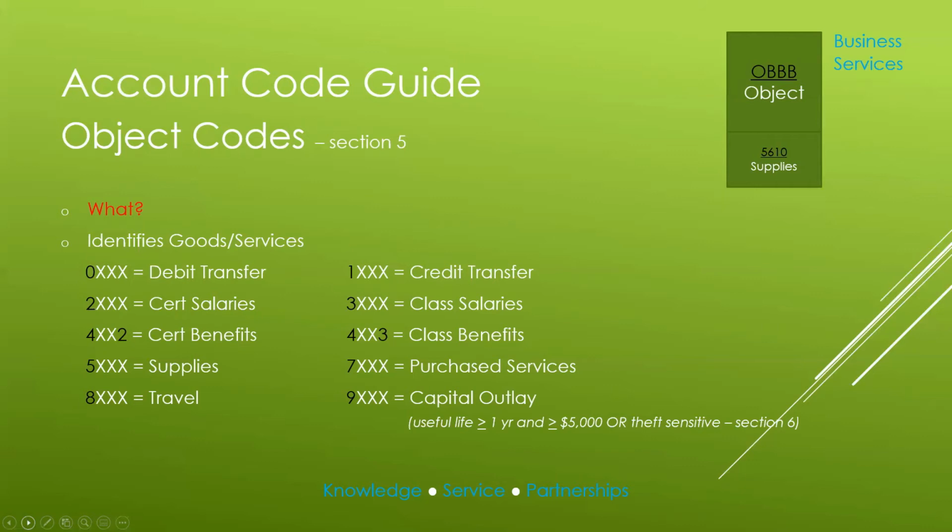And in supplies, the one thing to note, we do have object code 5619. It's our holding, and that's for budget purposes only. You don't have any expenditures that you'll code there, but we use it to make the bottom line of your building budget correct.